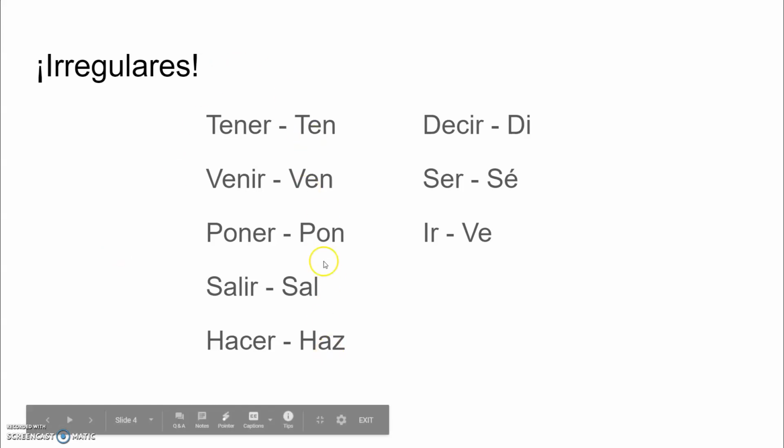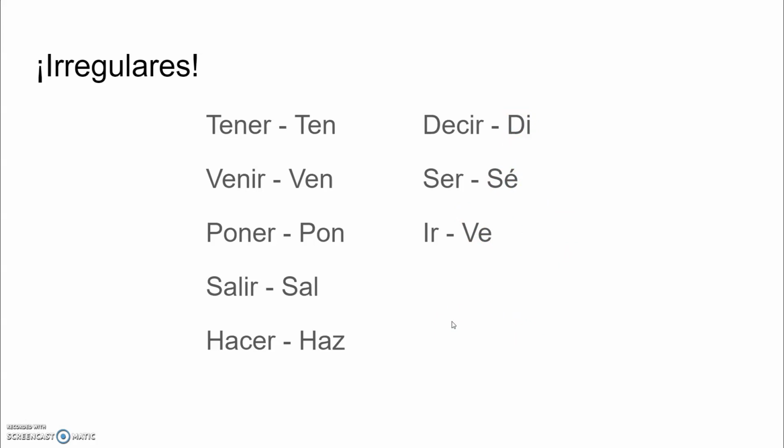So you repeat these 3 times, and then you just say these ones once. So here it goes. Ten, ven, pon, sal, haz, ten, ven, pon, sal, haz, ten, ven, pon, sal, haz, di, sé, ve. Okay. So you can look up that video. It's really fast. Slow it down first, and then maybe practice getting faster.